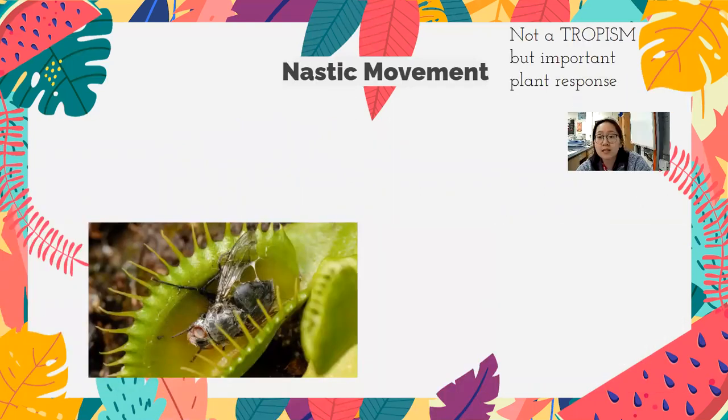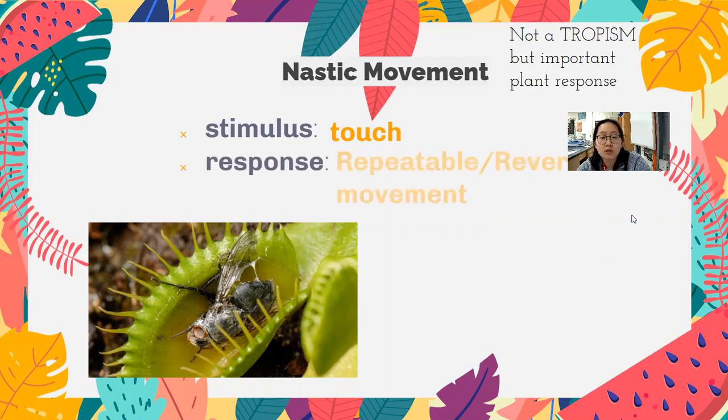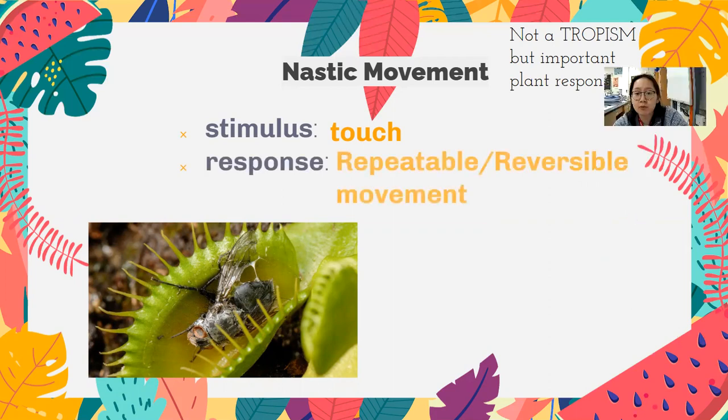On the other hand, this is not a tropism, but it is an important plant response, and it's called nastic movement. This one's also based on touch, but this one is not permanent. Right? The stimulus is touch, but it's instantaneous touch or reaction to a touch. And the response is going to be something that it can repeat or reverse and then repeat again.